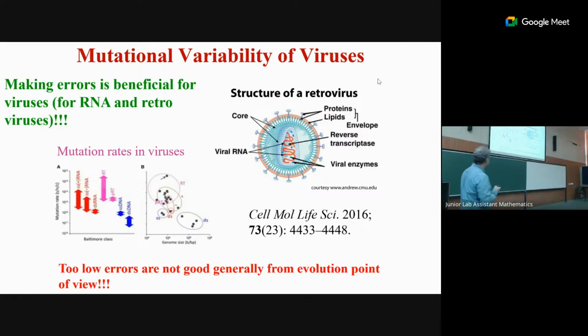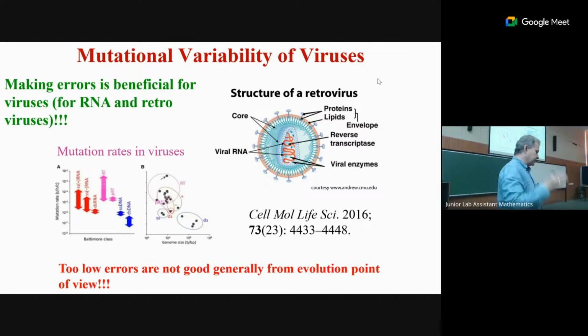But the important thing here is that too low errors are not good for them. They need to be changing quickly, right? If you want to attract the opposite sex, you need to change, otherwise it will be boring. Something like this. I don't know how to explain it, but viruses.